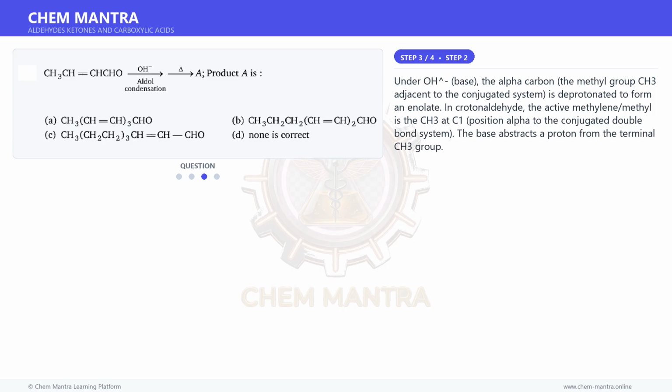Under OH- base, the alpha carbon, the methyl group CH3 adjacent to the conjugated system, is deprotonated to form an enolate. In crotonaldehyde, the active methylene methyl is the CH3 at the C1 position alpha to the conjugated double bond system. The base abstracts a proton from the terminal CH3 group.